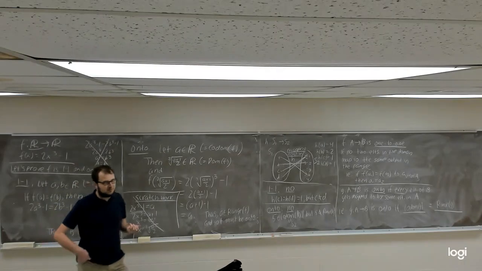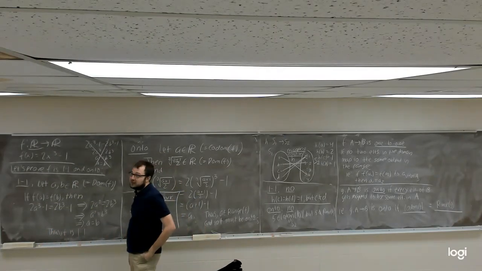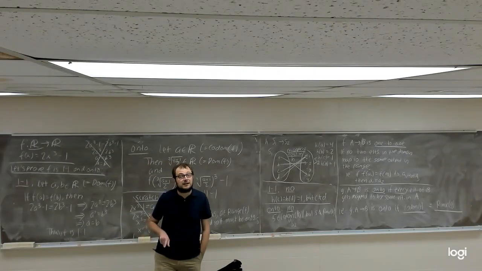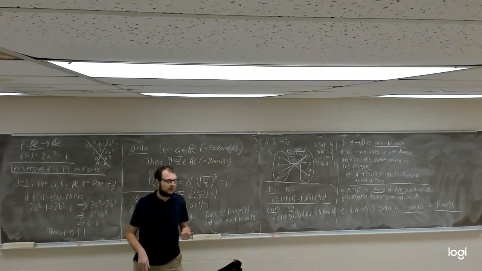Well, duh, Dr. Ursula, of course R has the same size as itself. But that would be our definition for showing things like the integers and the rational numbers are the same size, because we can find a one-to-one and onto function from one to the other. That'll be for our next class.